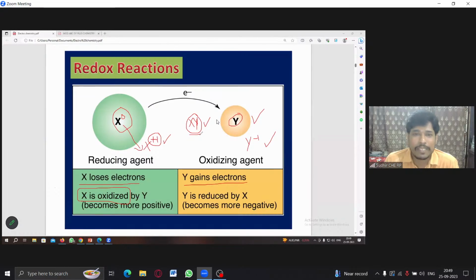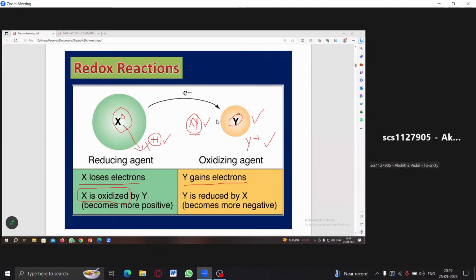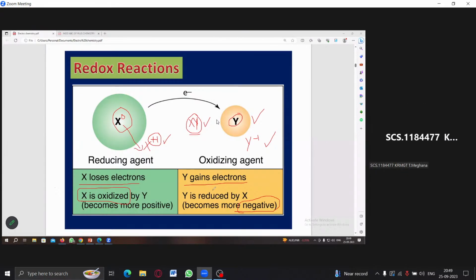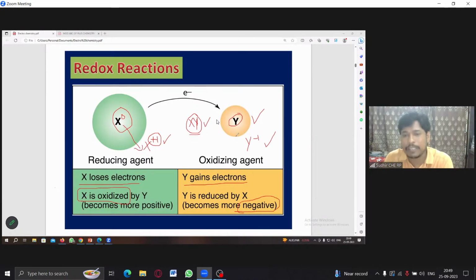You have to say, please. Element Y I have added to X. That is correct or incorrect? Correct, sir. What is the nature of element Y? It is electropositive or electronegative? Electronegative. Okay. So as it is gaining electrons, Y is considered as an electronegative element.